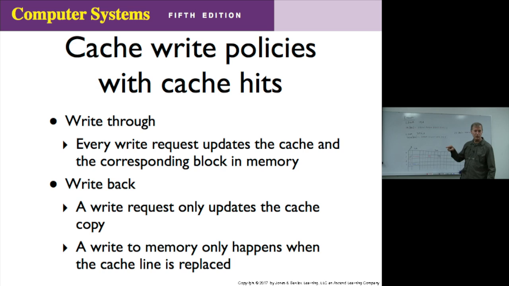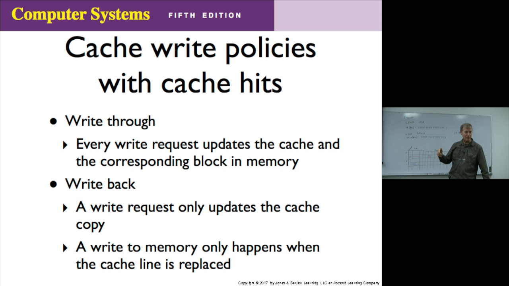So with write through, you just write it to the cache, and you also write it to memory. But since you wrote it to the cache, do you see that it could be writing to memory and not slow the CPU down? All those extra cycles that it takes to update the memory can be going on, and that doesn't slow the CPU down. Are you with me? So every write request updates the cache and the corresponding block in memory.